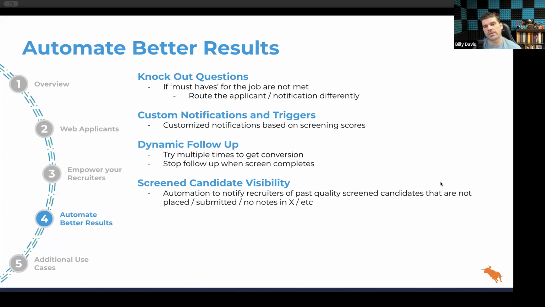And then, screen candidate visibility. I've seen some great things happen here, both from an automation perspective and an analytics business intelligence perspective. But, building notifications or dashboards for high quality screen candidates that aren't placed, submitted, no activity in a certain amount of time, those types of things. So then you keep them top of mind for any other additional opportunities, which can be a great way to unlock additional submittals, interviews, and placements.